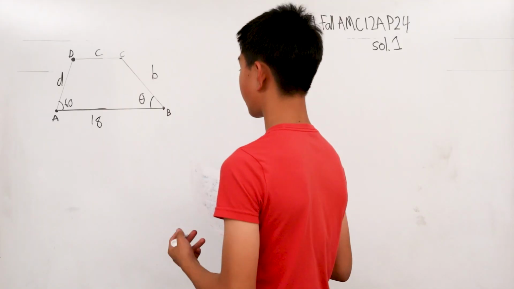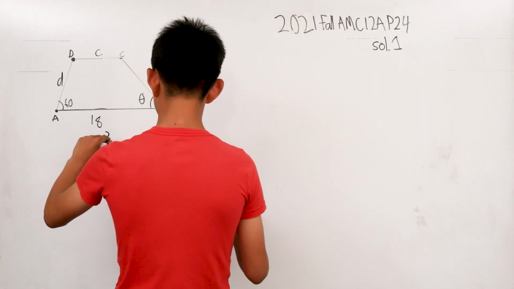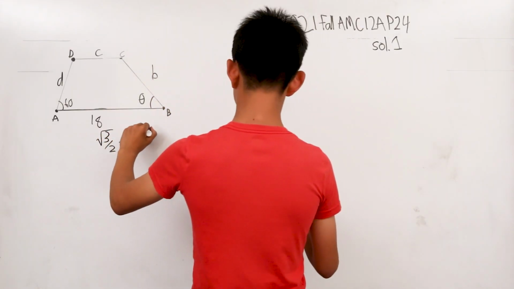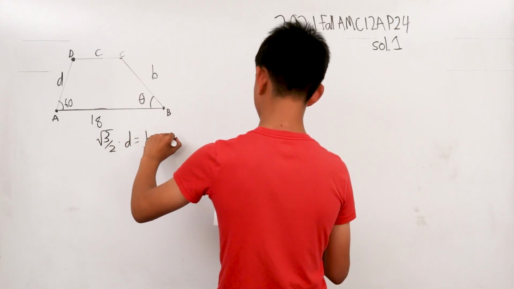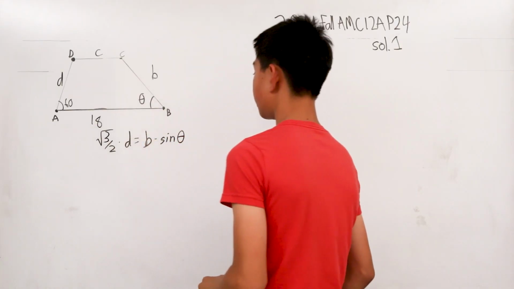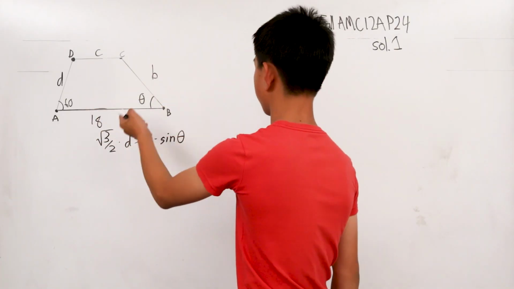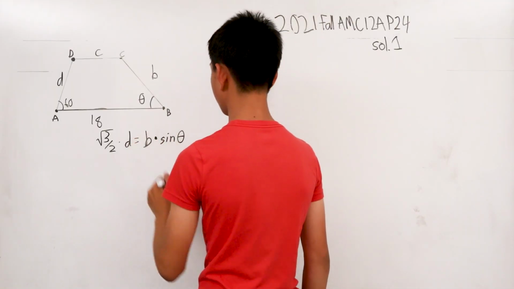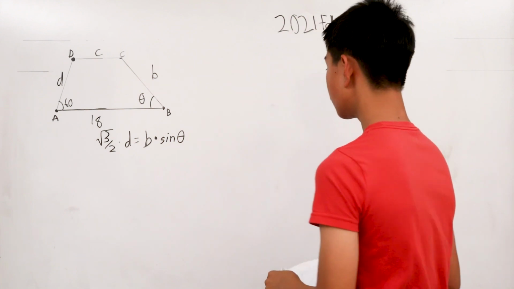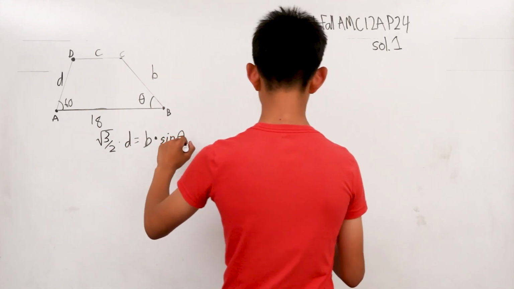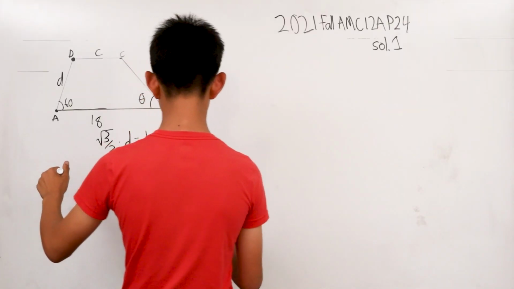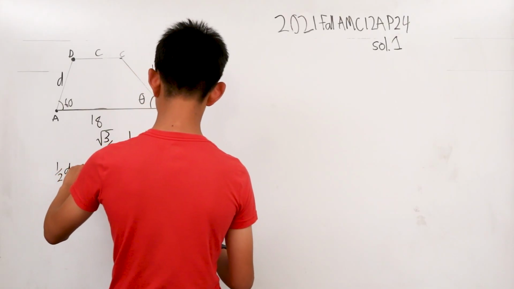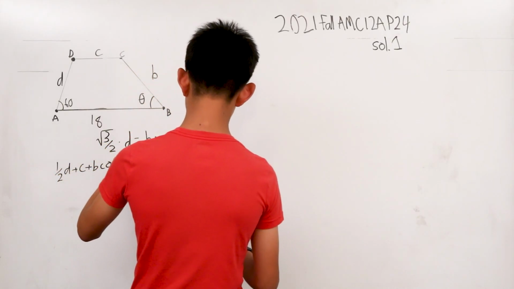We can say that the square root of 3 over 2 times d is equal to b times the sine of theta. This is true because the sine of 60 degrees is the square root of 3 over 2, where you're multiplying it by this side. This basically means something else is going to be true: 1/2 times d plus c plus b cosine of theta equals 18.